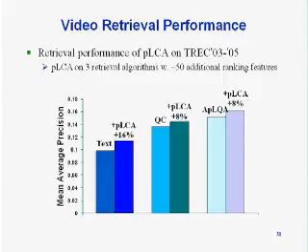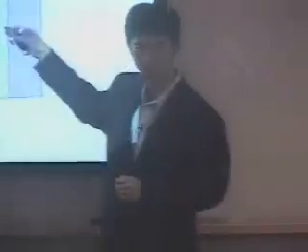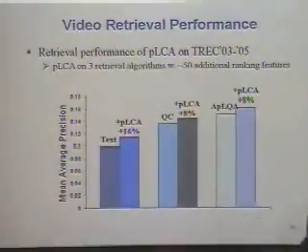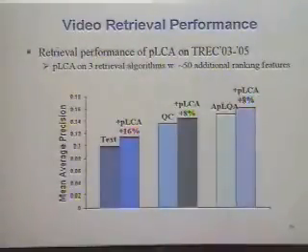By applying the pLCA approach, we can see there's approximately 10% improvement over the baseline model. I think this is pretty reasonable, especially since this almost comes for free. You don't need to do any more annotations. You don't need to do any more training. You're just automatically predicting from the queries. So I think this is pretty reasonable.